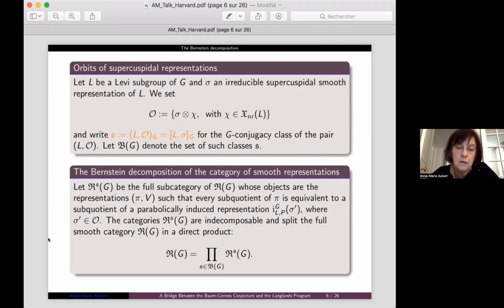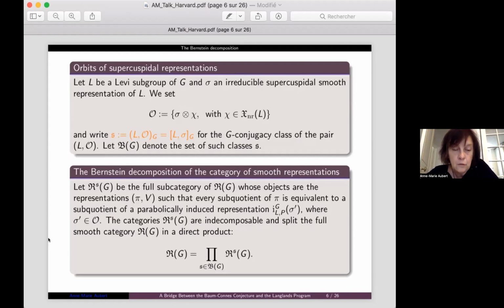So O will be the set of sigma tensor chi, where sigma is a fixed supercuspidal representation of a Levi subgroup, and chi runs over all the unramified characters of L. And as a matter of notation, now we denote by S the conjugacy class of the pair L, O. And in some cases, it would be useful to fix a base point. In that case, I will write it L, sigma in brackets, where sigma is a specific point in the orbit.